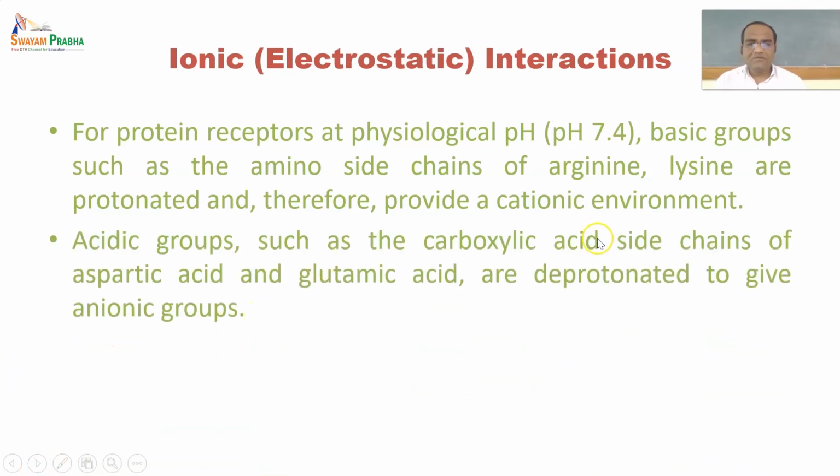Acidic groups such as carboxylic acid: amino acids basically contain two groups, carboxylic acid at one end and an amino group at the other end. Acids such as glutamic acid or aspartic acid are deprotonated to give anionic groups. Deprotonated means that the H of the carboxylic acid has been removed.